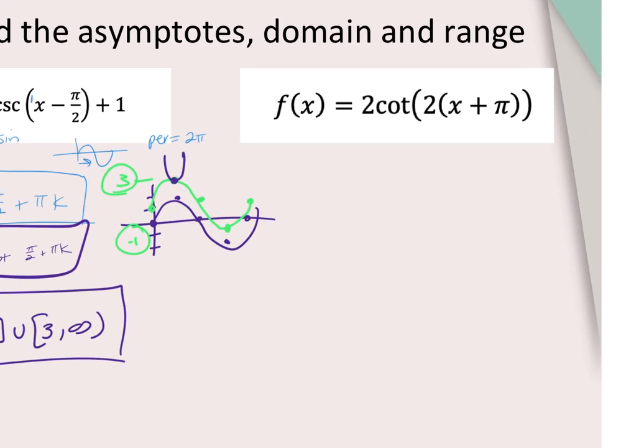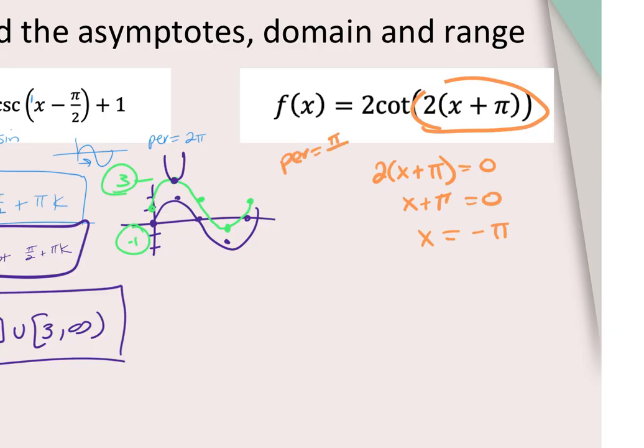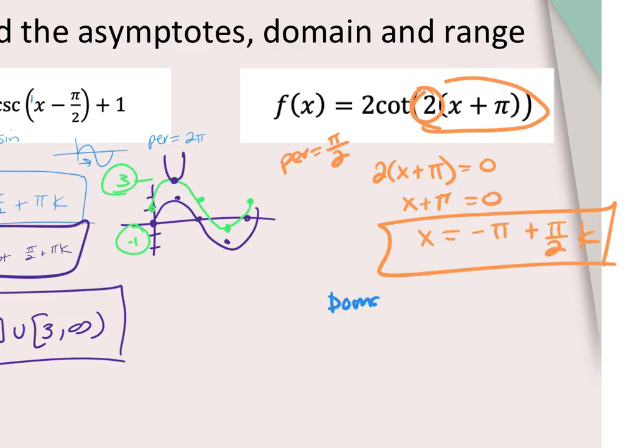Then for cotangent, your asymptotes are set by setting the inside of the parentheses equal to 0. So 2x plus pi equals 0. Divide by 2, I get 0. Subtract the pi, and that's my first asymptote. And then I add the period times k. Period is pi over b. The b is 2. So I'm going to add pi over 2k. Those are your asymptotes. Domain is all real numbers except that.